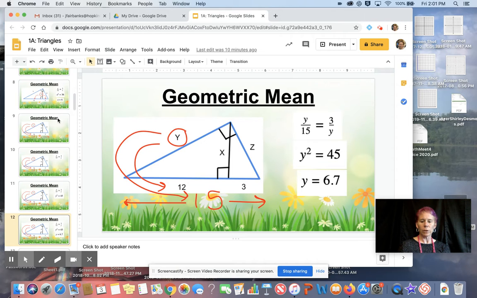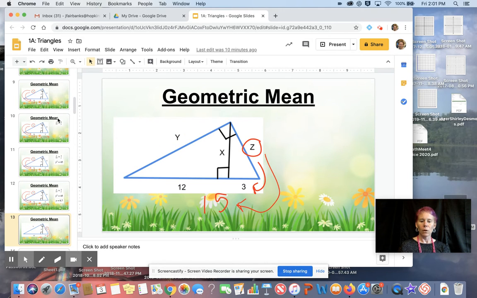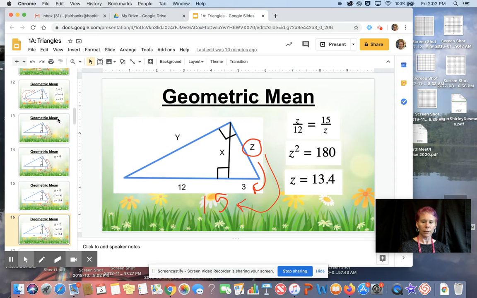And moving forward, we're just going to hit the square root button with geometric mean. We've been simplifying them. I know we've been struggling. So we're going to make it a little bit easier and just use your calculator to get it to 1 decimal. When we look at our Z geometric mean, that goes with 3, the piece right around the corner of the hypotenuse, and the entire hypotenuse, which is 15. I set that up in my proportion. Multiply to get Z squared equals 180. Take the square root and we get 13.4.